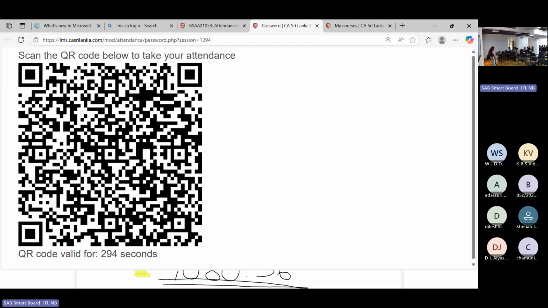QR code last week. This is the QR code last week. Yes, last week we were unable to mark it. Some of you marked it, but some of you were unable to mark it. I know some of you were present last week. Anyway, this is a bonus. Hope you all marked it.